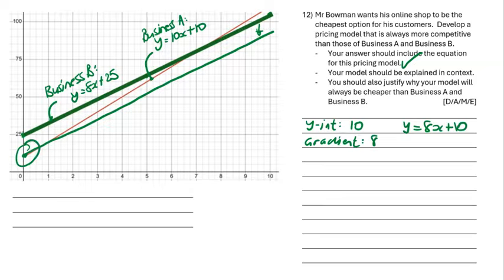And just a note, technically down here at the 0 mark, it's actually the same as business A. But that's when you're buying 0 packs, so that doesn't really matter. It doesn't really affect Mr. Bowman's business that he's trying to set up. Okay, so we've done the first part.